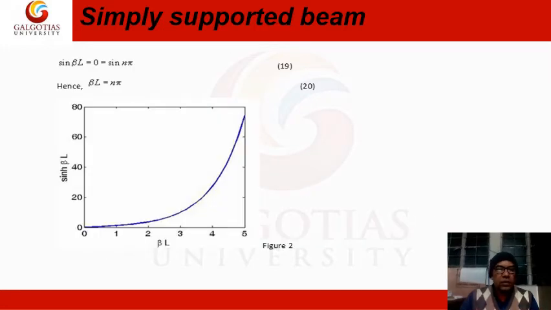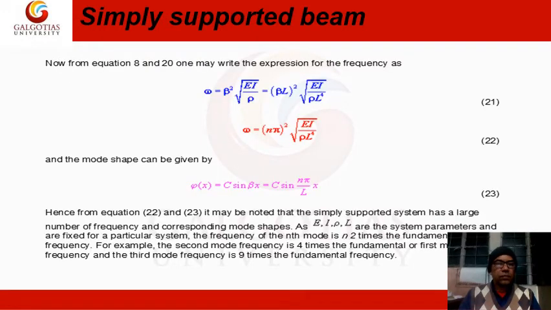So here sin beta l equal to 0, sin of n pi, and beta l equal to n pi. Hence the solution will be sin, and you can just draw this figure using MATLAB. Using MATLAB, you can see how sinh beta l is behaving as a function of beta l. Now from equations 8 and 20, one may write the expression for the frequency as this one, and the mode shape can be given by this equation.